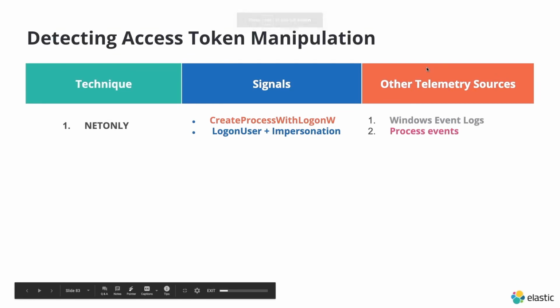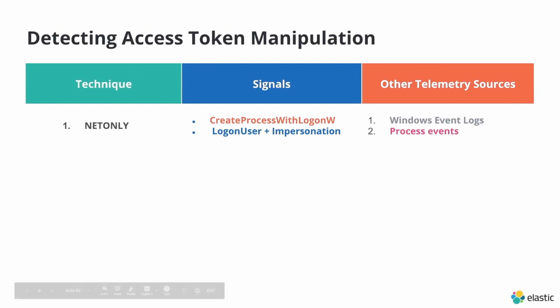In terms of other telemetry sources, for those netonly logons, we can use the Windows event logs, and for any process spawning signal, we can use process events. Note, impersonation, as far as I can see, has no native real way to track and is also exceptionally noisy unless you're looking for targeted things.